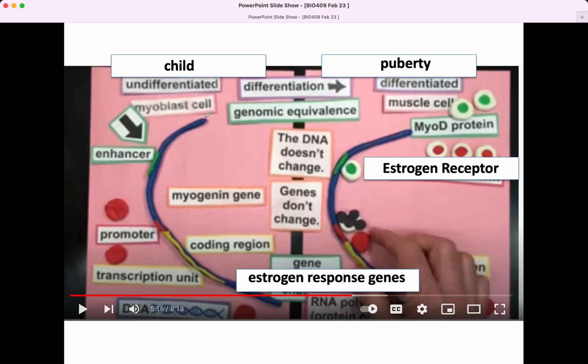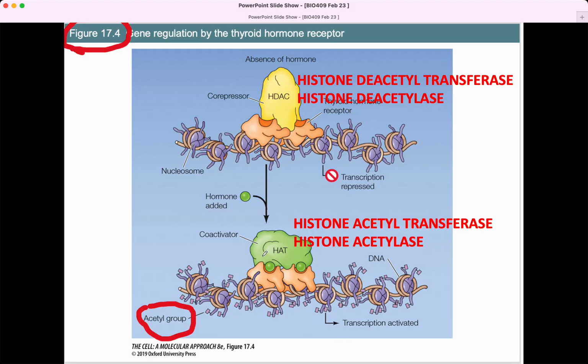And so I said, we could just switch these labels around, and I could have made our starting clay model video about the estrogen receptor and estrogen response genes and how they get activated. Okay. That's really important to appreciate.